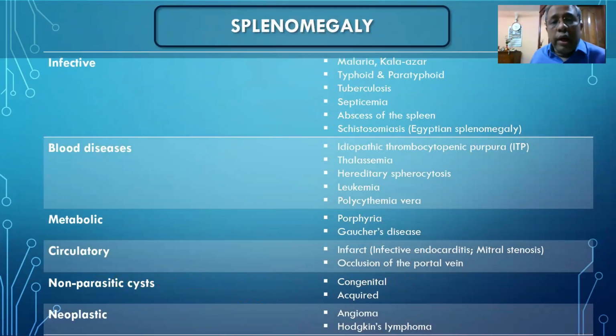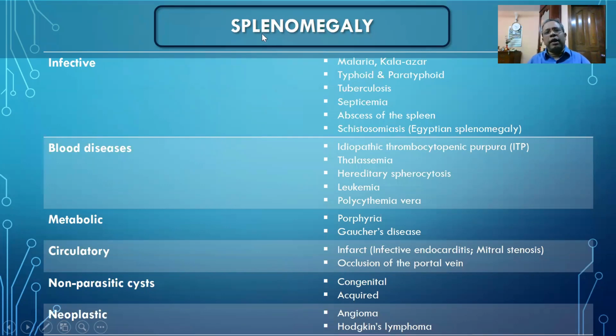Now we can evaluate the causes of splenomegaly. The broad headings are infective, blood diseases, metabolic, circulatory, non-parasitic cyst, and neoplastic. All of these diseases cause an increase in the size of the spleen, which is called splenomegaly. The normal spleen spelling is double E, but in the case of splenomegaly, it is single E. Remember that.